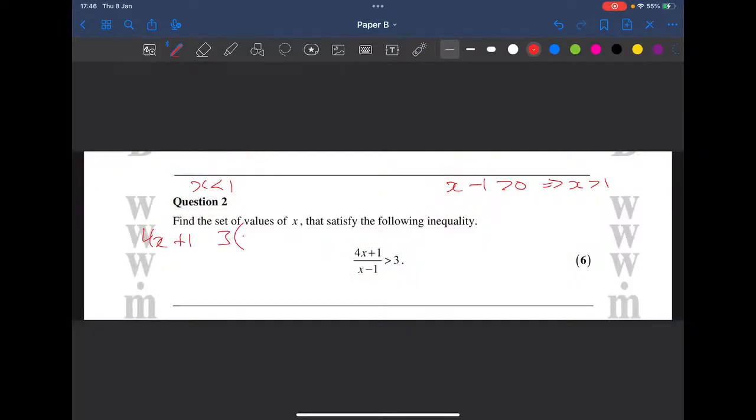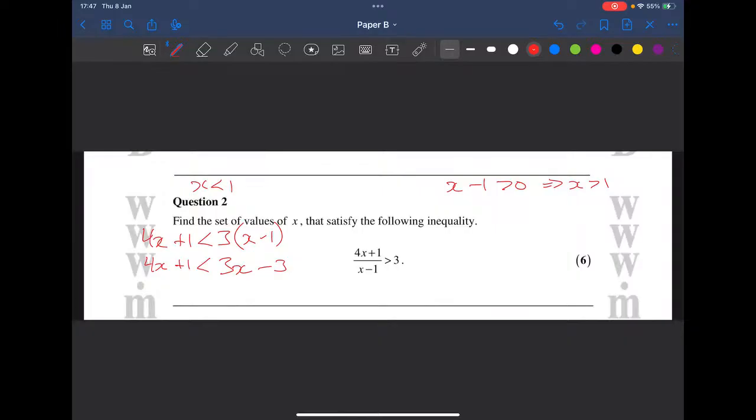We'll have 3 lots of x minus 1 on this side. And like we said, we flip the sign because in this case, this entire bracket was negative. So doing that, instead of it being a greater than sign, it's going to be a less than sign. Let's expand those right-hand sides. We've got 3x and a minus 3. Still the 4x plus 1 on this side.